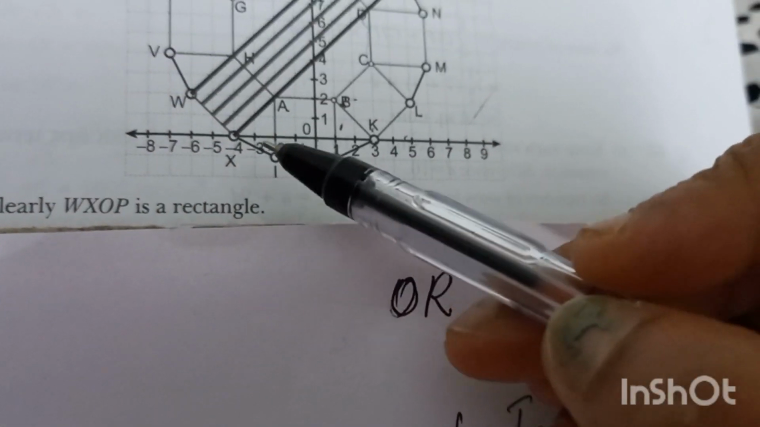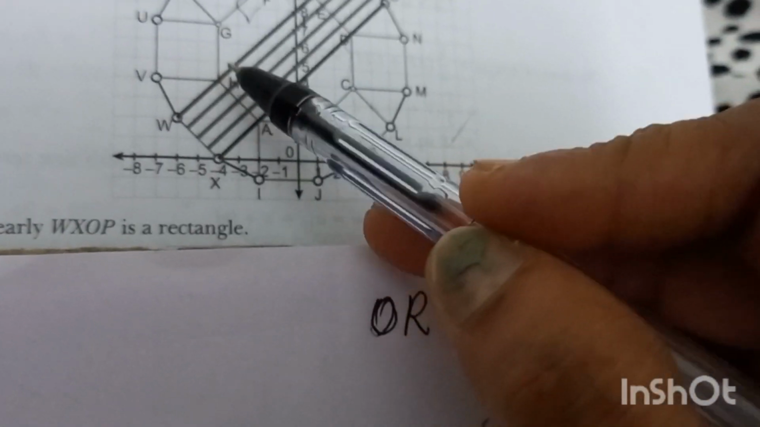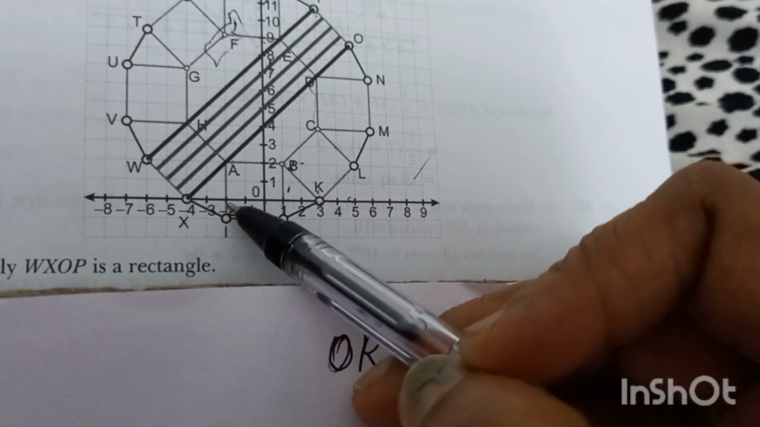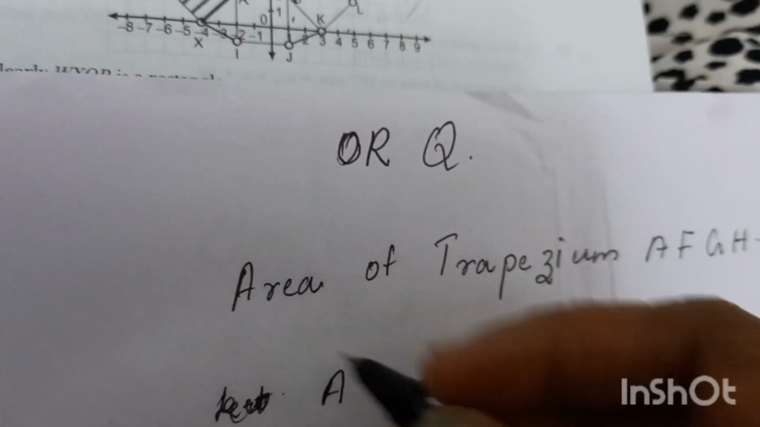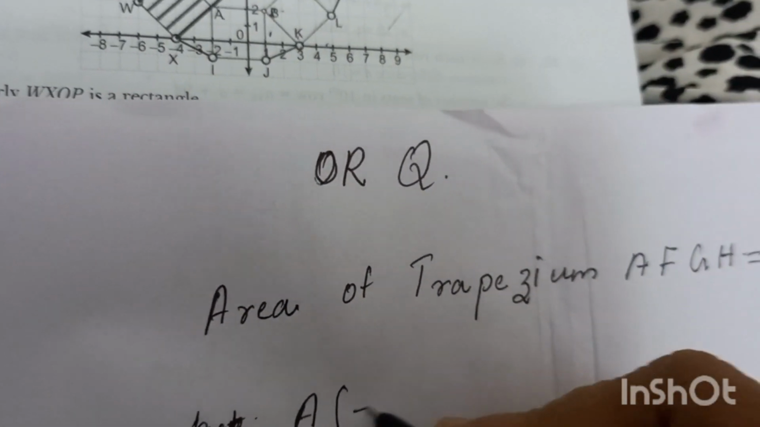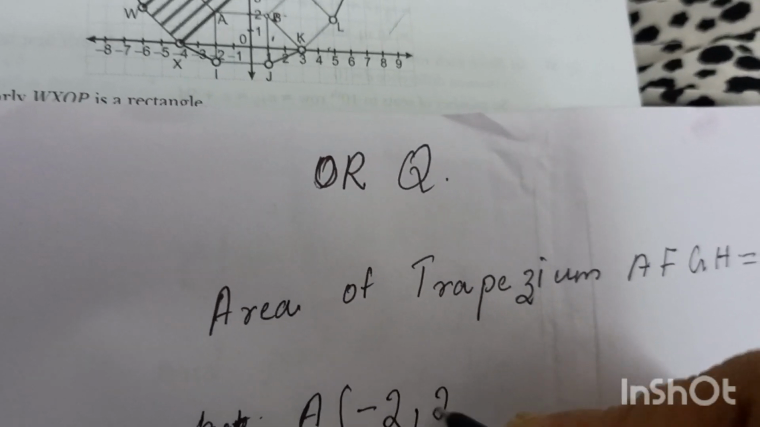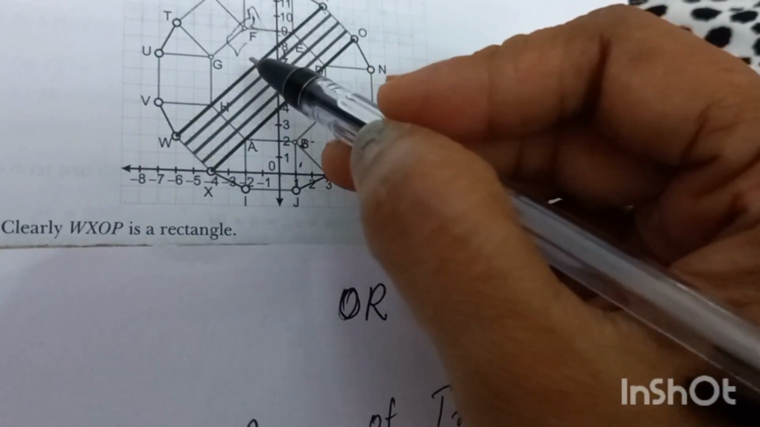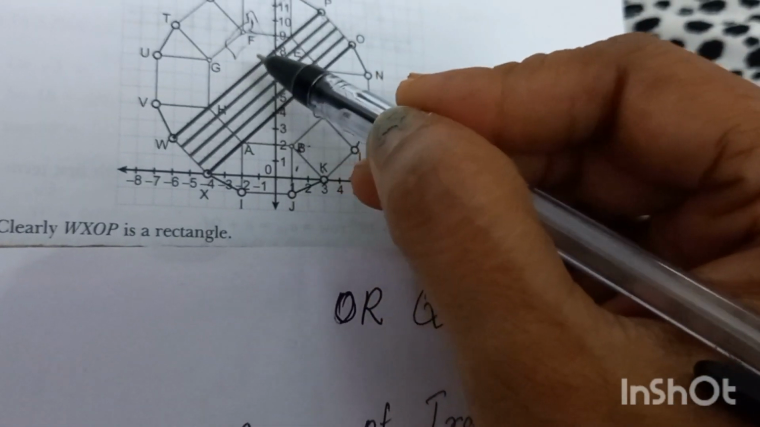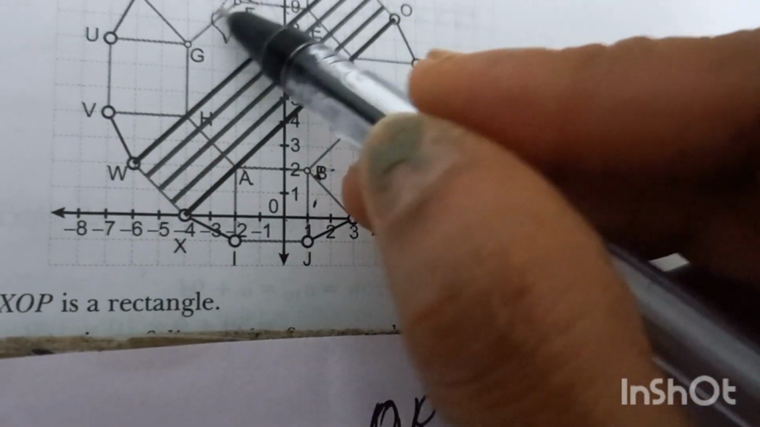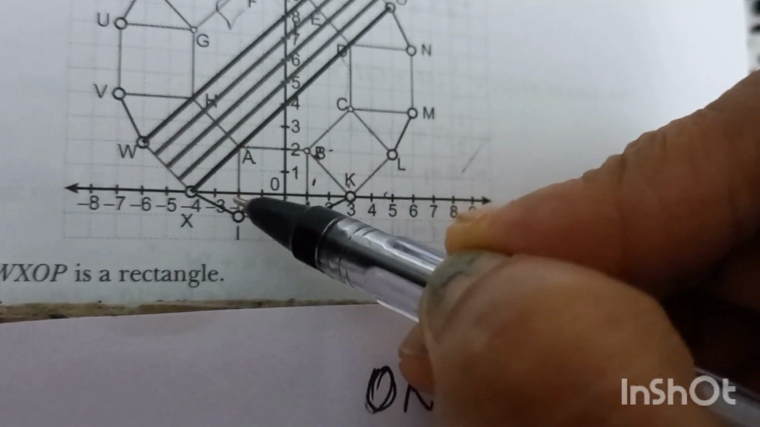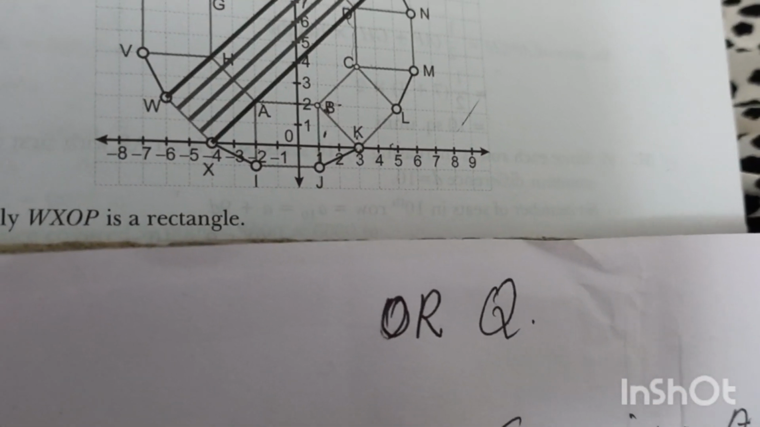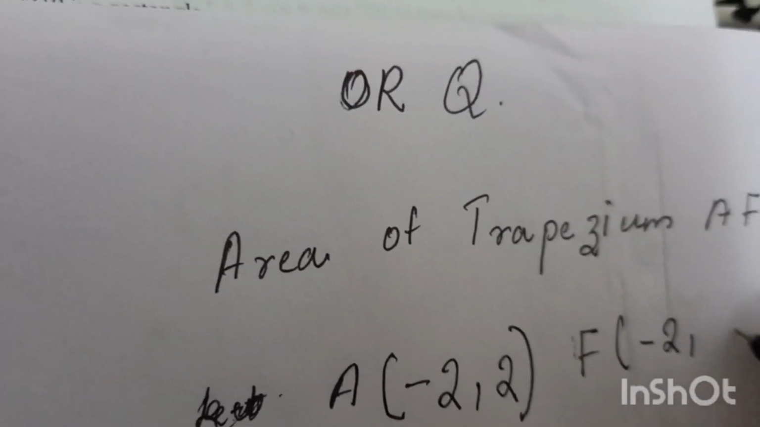These are the coordinates of A. Where is A? Coordinates of A is equal to minus 2, comma 2. Let's write. Then what is F? F is equal to minus 2, comma 9.